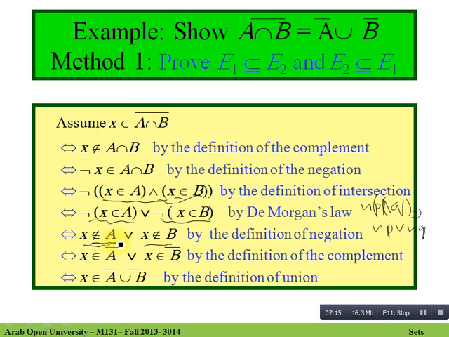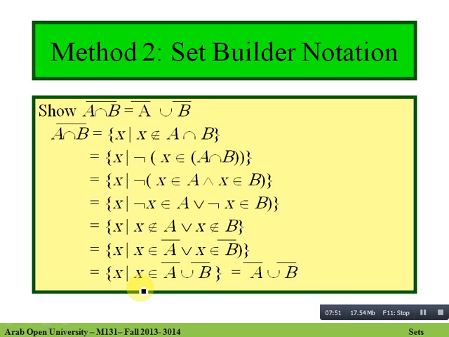If X does not belong to A, then X belongs to A complement. And if X does not belong to B, it means X belongs to B complement. Since it is an OR, it means union. So we write X belongs to A complement union B complement, which is the right hand side. So we started from assuming an element from the left hand side and we reached the right hand side, hence it is proved. We can prove it by another method, using set builder notation.